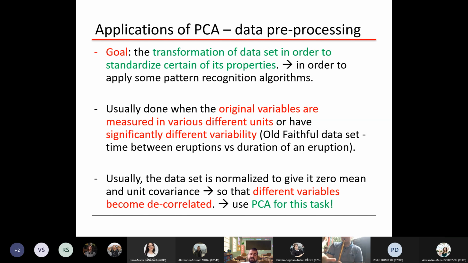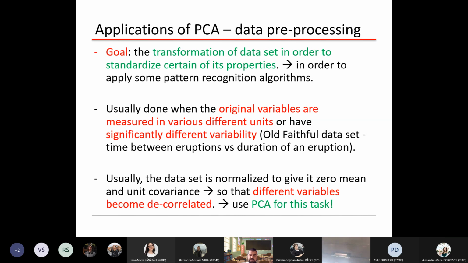This data preprocessing is usually done when the original variables are measured in various different units. For example, if we have one dimension in meters, another dimension in kilometers, another dimension in, I don't know, currency and so on, or when we have significantly different variability.